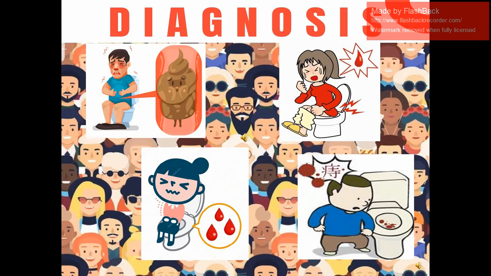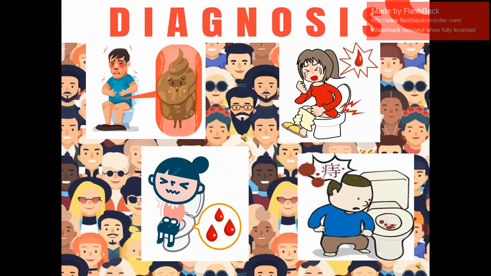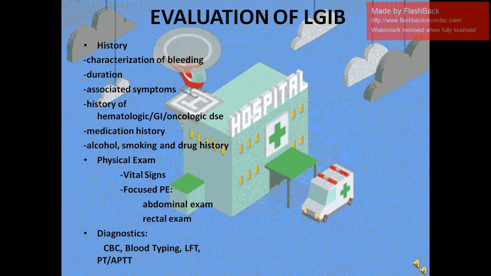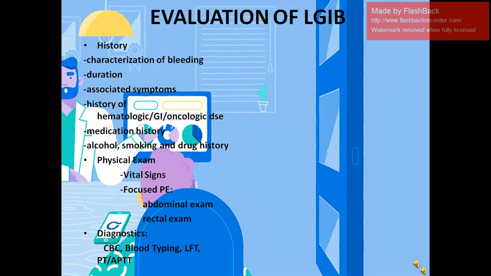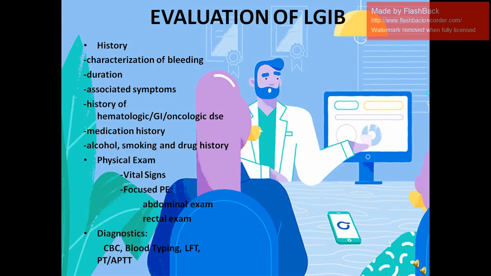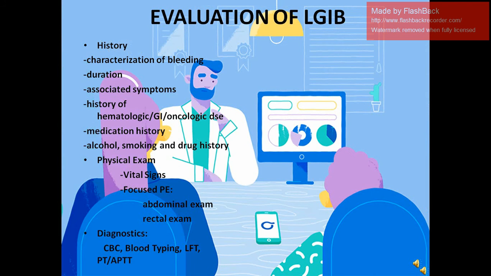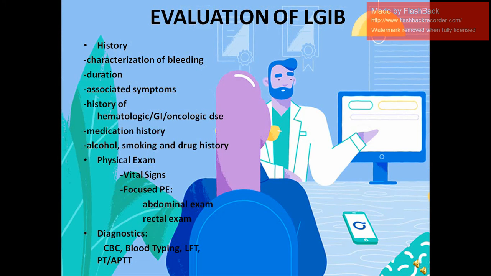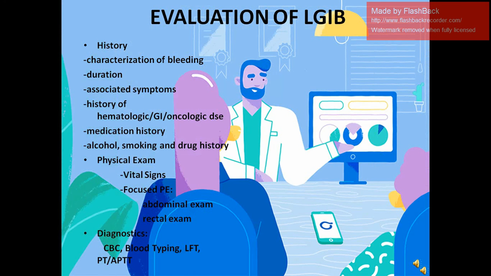How do we diagnose patients with lower gastrointestinal bleeding? To fully evaluate patients with lower gastrointestinal bleeding, we have to extract the following data in their history. Ask the patient to characterize the bleeding. Is it hematemesis, hematochezia, melena, or occult? In lower gastrointestinal bleeding, patient usually presents with hematochezia, but it can also present as melena if the source is within the small intestine or the ascending colon.